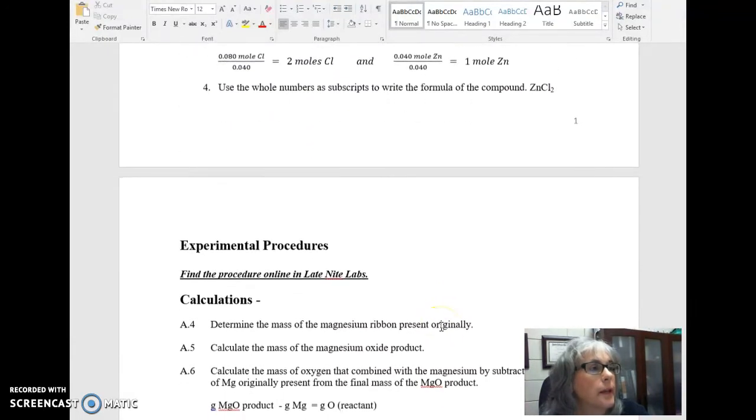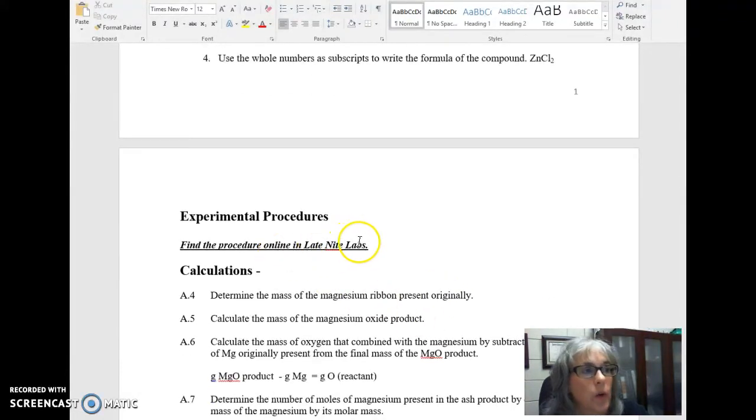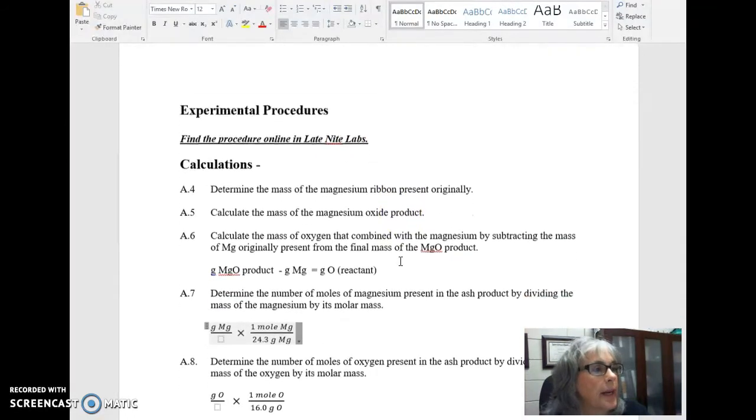So this is your experimental procedures. You'll find those online with Late Night Labs. I thought that was easier than trying to toggle back and forth. Basically it involves taking your magnesium, weighing it carefully, heating it up, and then weighing your product. So these are your directions.